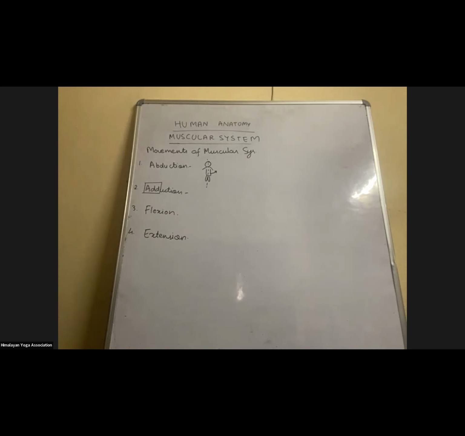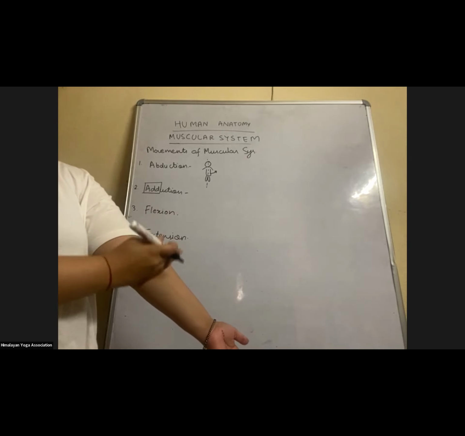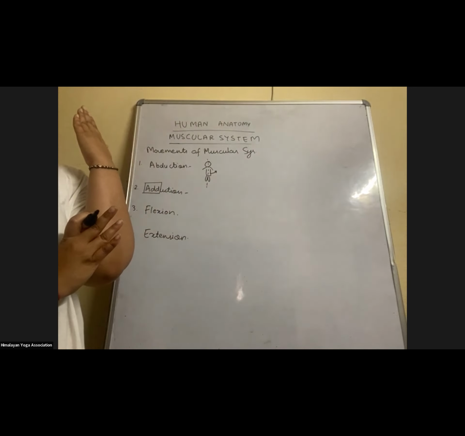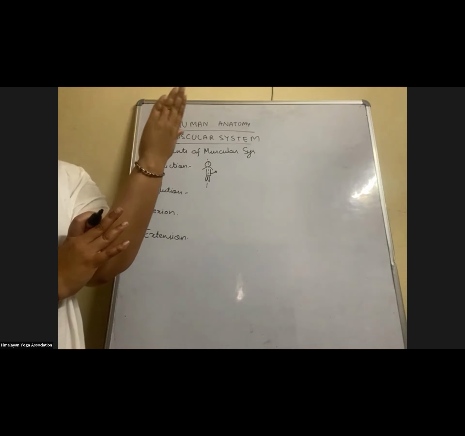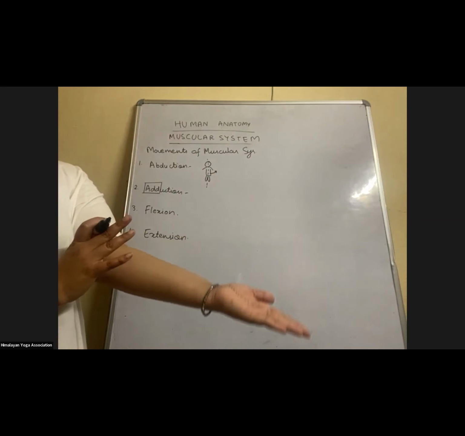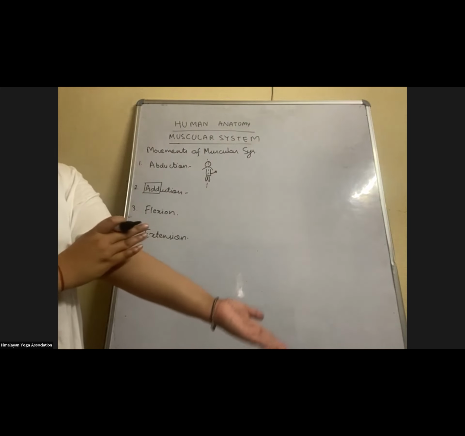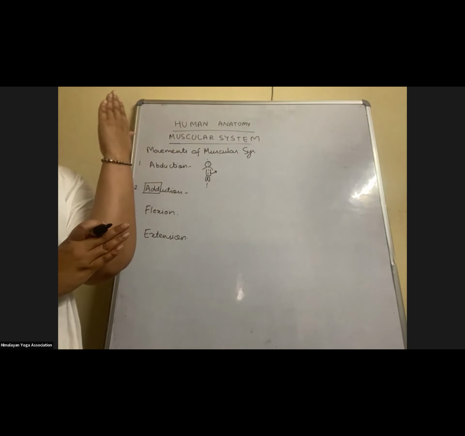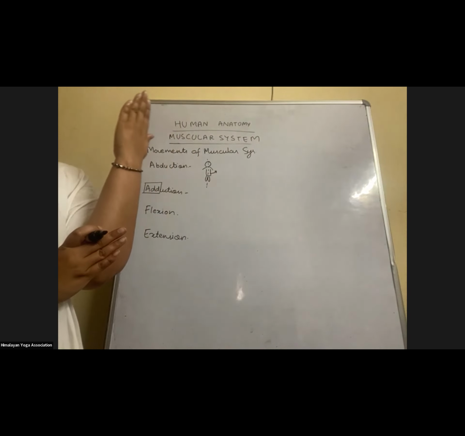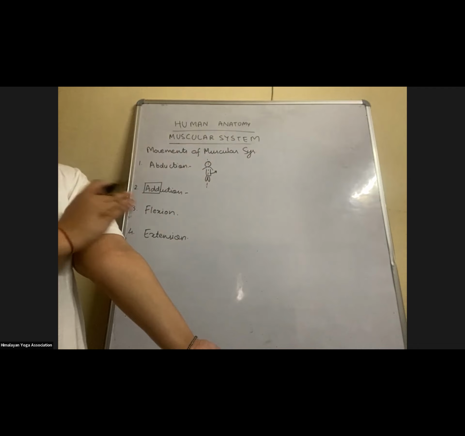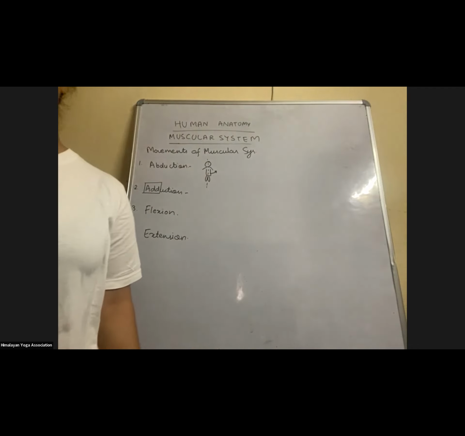Okay. What is flexion and extension? Flexion, see, when the angle between two bones is decreasing, it is flexion. When the arm is extending, it is extension as the angle is increasing here. So when the angle is decreasing, it's flexion. When I am extending my arm, it is extension as the angle is increasing. I hope this is clear.